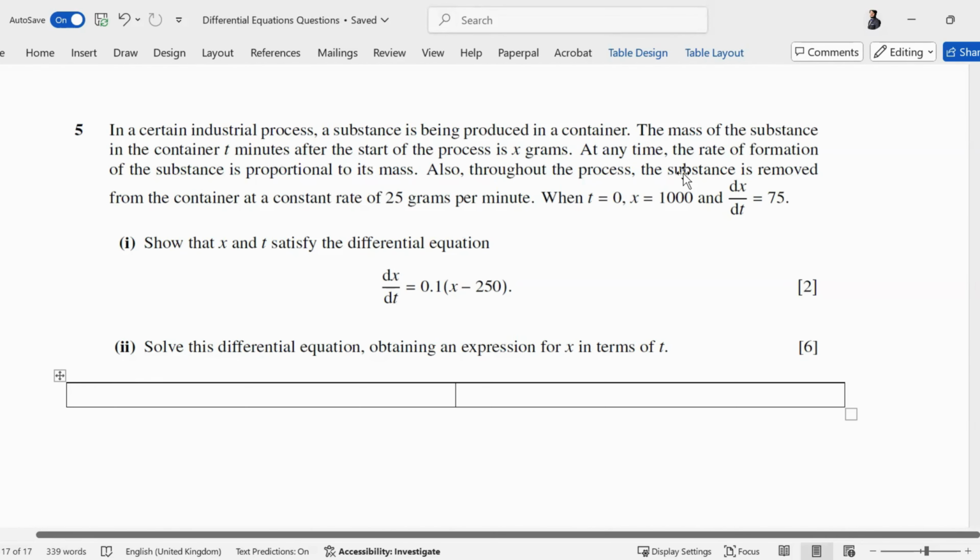x grams. At any time, the rate of formation of the substance is proportional to its mass. Also, throughout the process, the substance is removed from the container at a constant rate of 25 grams per minute. When T is this, x is 1000, dx by dt is this.